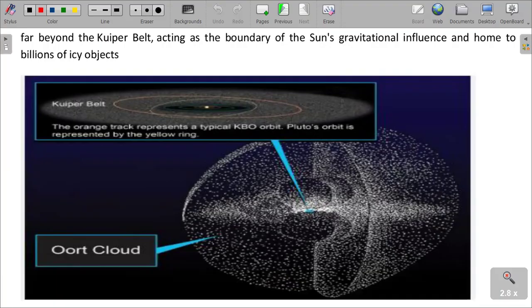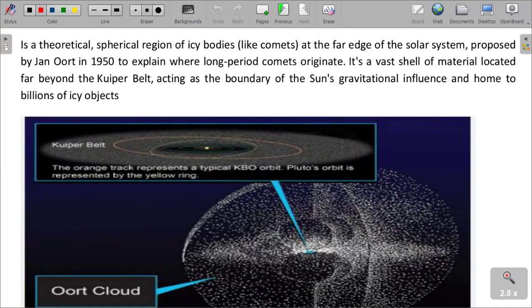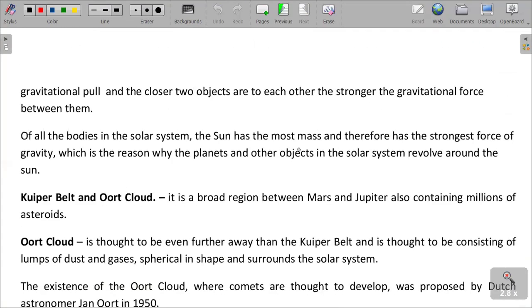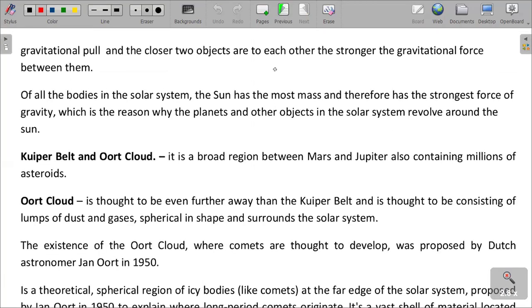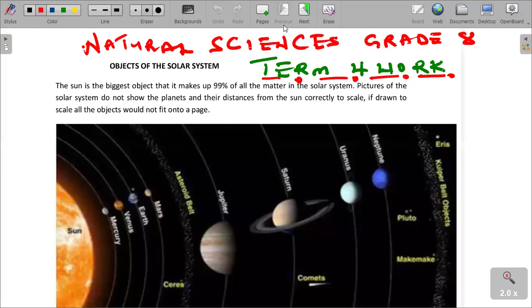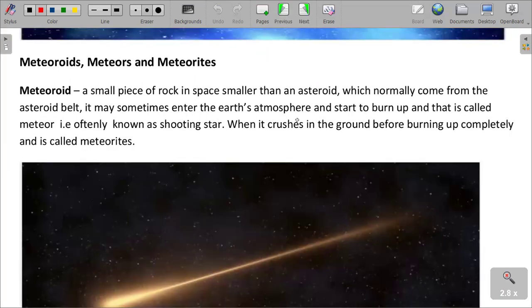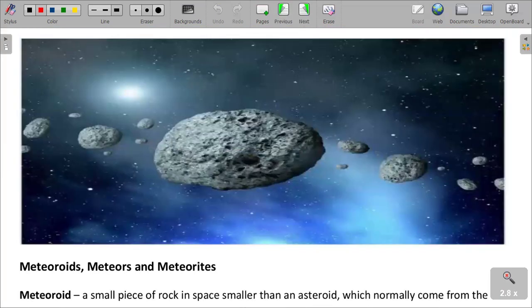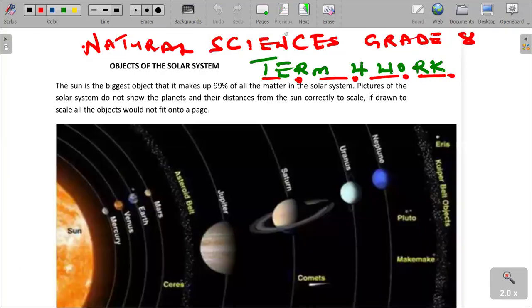I'm sure it is going to be a very interesting presentation. So without wasting any time, we want to look at this and quickly understand what we mean by objects of the solar system.